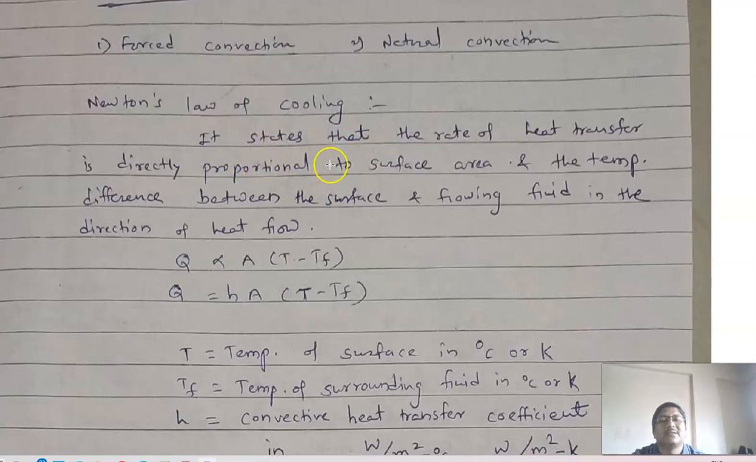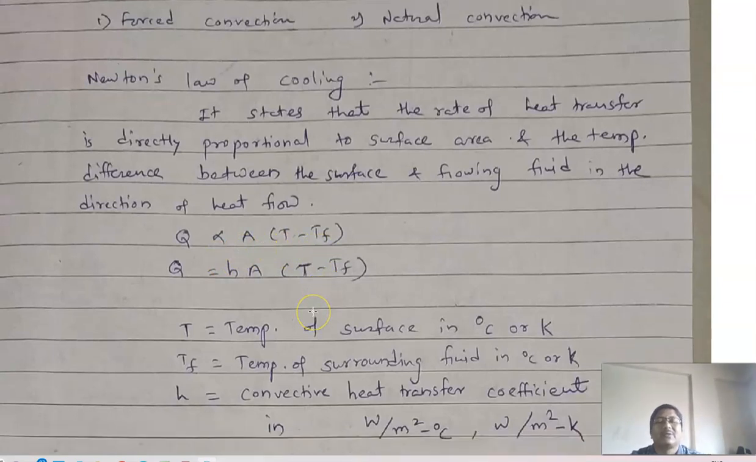Then convection, forced convection and natural convection. Newton's law of cooling states that the rate of heat transfer is directly proportional to the surface area and the temperature difference between the surface and the flowing fluid in the direction of the heat flow. So Newton's law of cooling: Q is directly proportional to A into (T minus Tf).